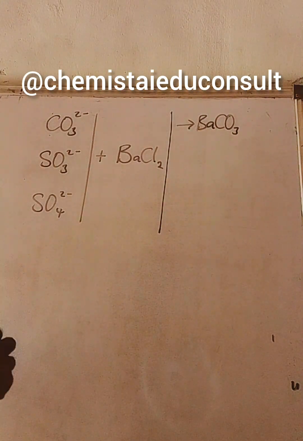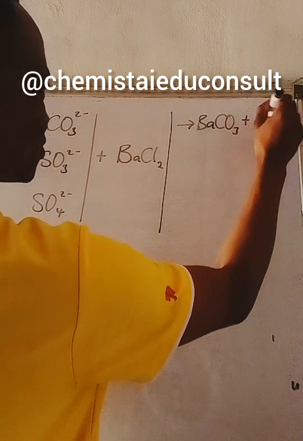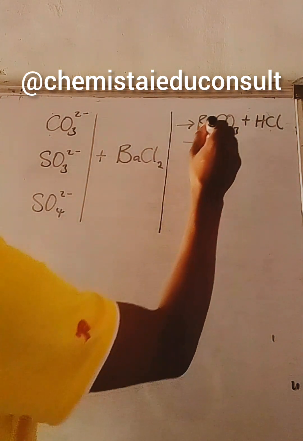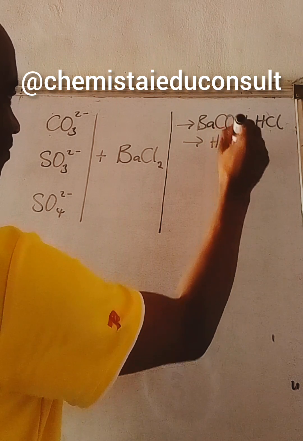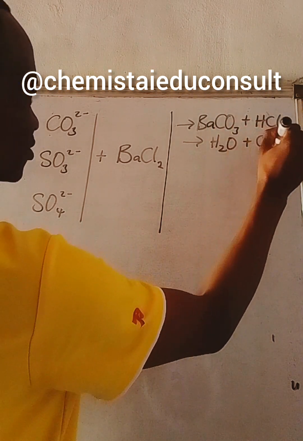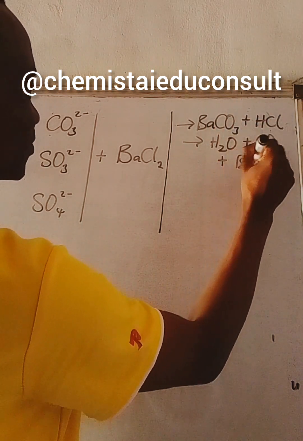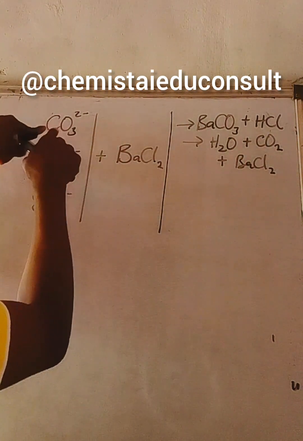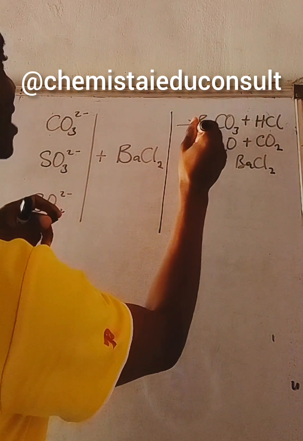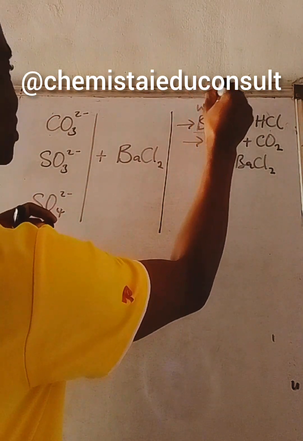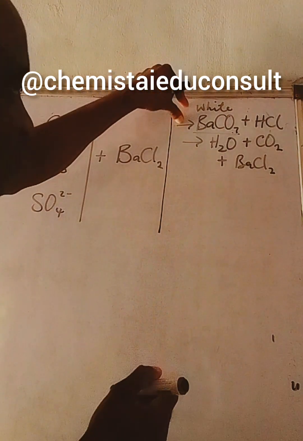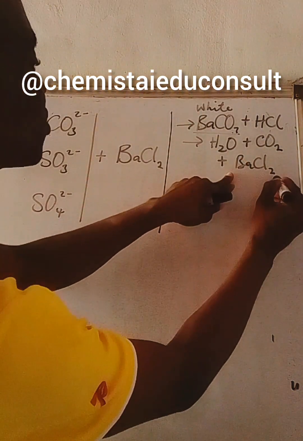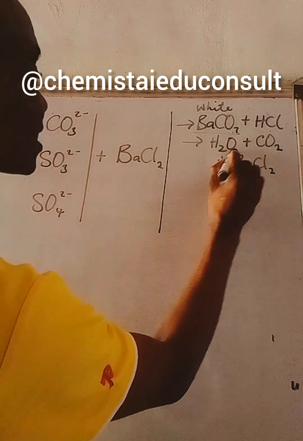This barium carbonate will quickly react with hydrochloric acid to form water, carbon 4 oxide, and barium chloride. So, once you add barium chloride to a salt containing this, you get barium carbonate, which is white precipitate. It's white in color. But it will not remain white because in the presence of hydrochloric acid, it changes to barium chloride back, then water and carbon 4 oxide.